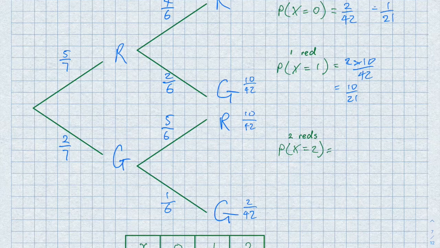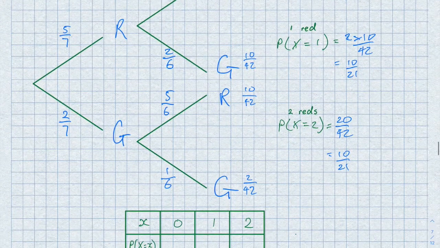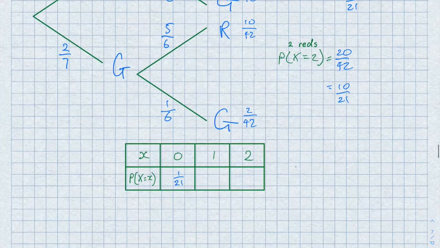And finally, for 2 reds, that's the top ones. So that is the 5 times 4 over the 6 times 7, so 20 on 42. I can also simplify that down to 10 on 21. So those are my probabilities for each of those. We need to put those into a table. So the chance of 0 reds was 1 on 21. The chance of 1 red was 10 on 21 and 10 on 21.